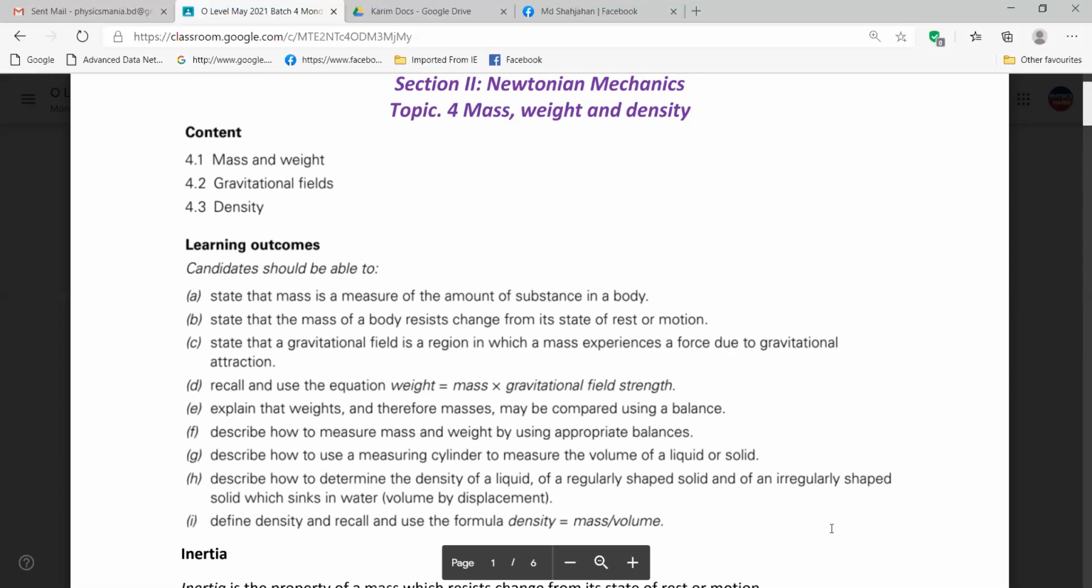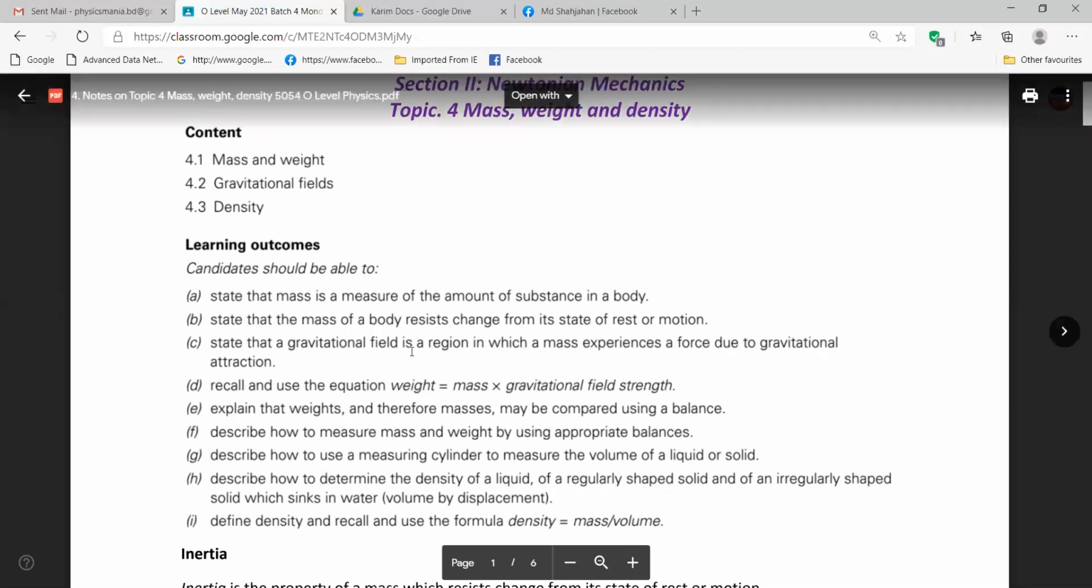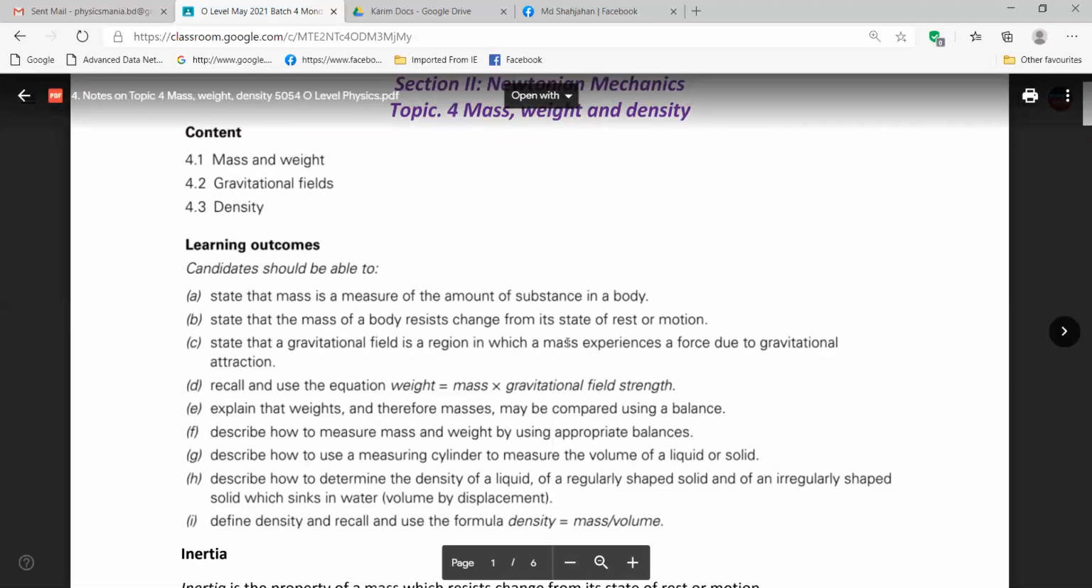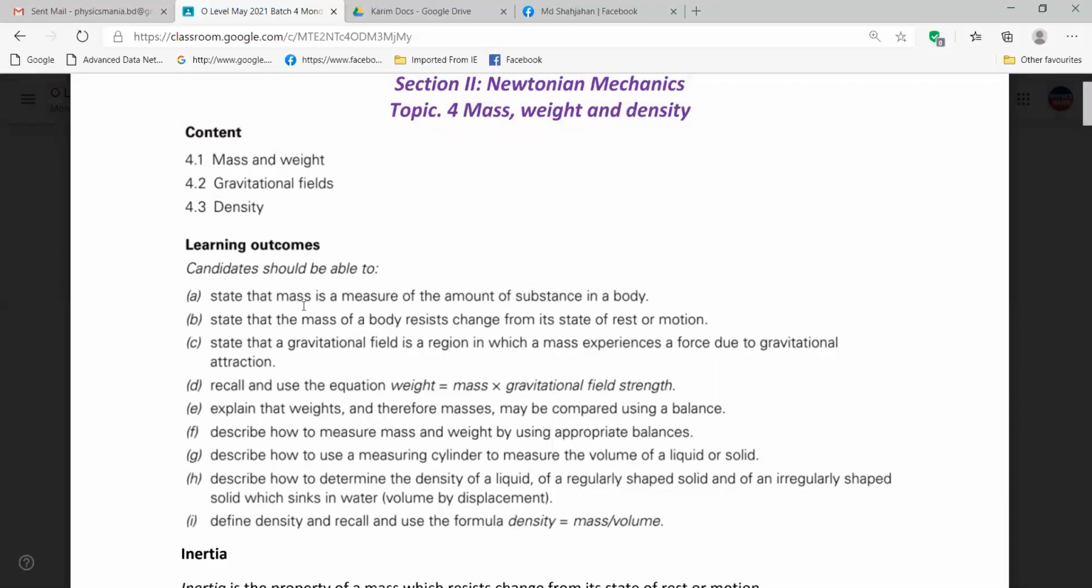So, what do you think? Is anything new to you from all these learning outcomes? All the things you know, right? Yes, sir, but I'm confused in B. Yeah, we have two definitions of mass here. The first one is very clear to you: mass is a measure of the amount of substance in a body, right? Yes, sir.